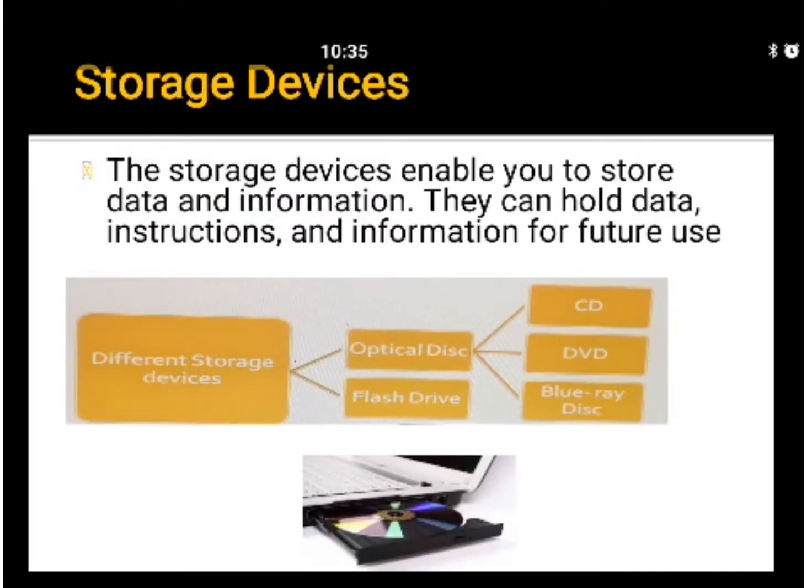Let's move to storage devices. Storage devices enable you to store data and information. They can hold data, instructions, and information for future use. We mostly have two types of storage devices, optical storage devices and flash drives. An optical disc is further classified into CD, DVD and Blu-ray disc. Now here the storage capacity varies.